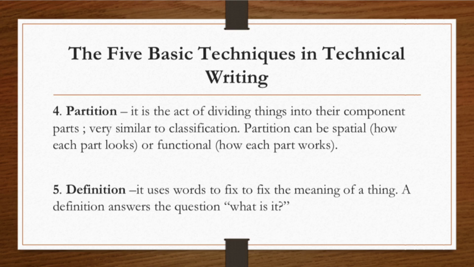Next, number 5 is definition. Definition uses words to fix the meaning of a thing, to make it definite. In technical writing, a short definition is essential. For instance, the mechanism description and the process description each begin with a call for definition. A definition answers the question, what is it?